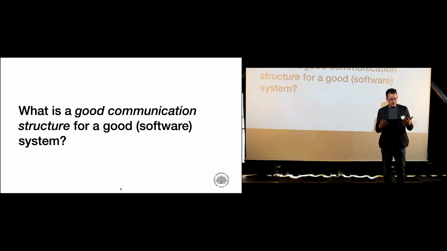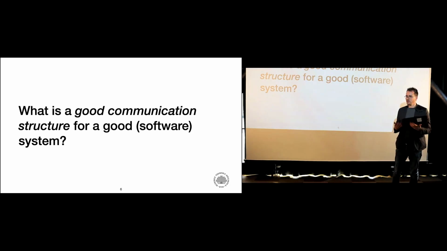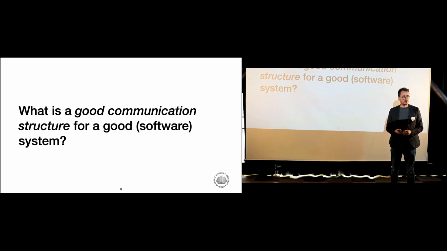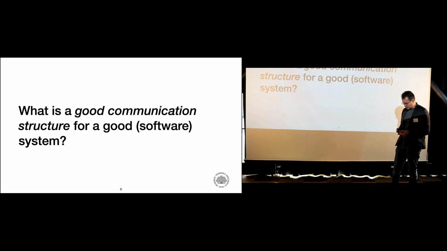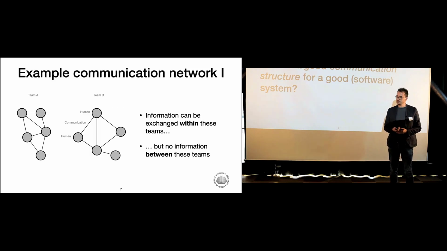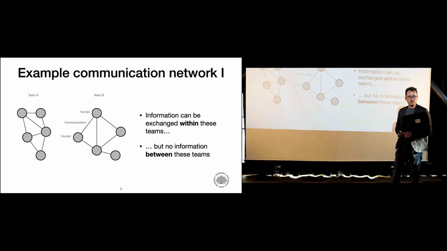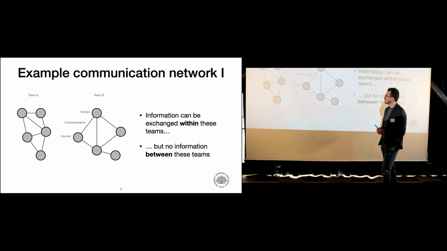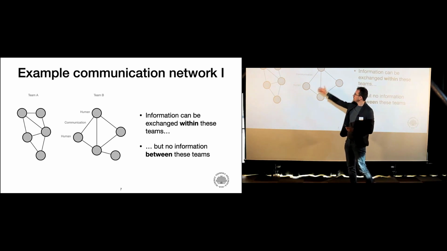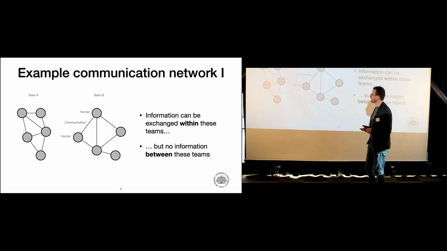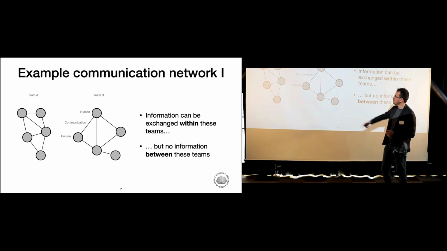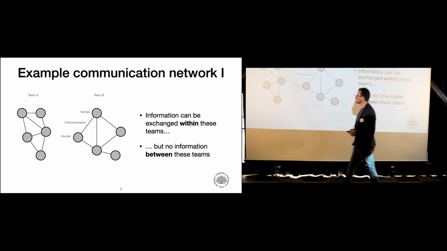So we understand what a communication structure is. But then, of course, what is a good communication structure for a good software system in our case? So let's derive this kind of question from simple examples. So we have here our first communication network. We're not going into the details, but for example, we have here two humans communicating with each other. So there's a type of interaction between those, they exchange information. So we have a tie between those two nodes.